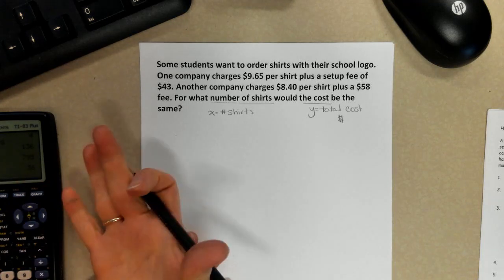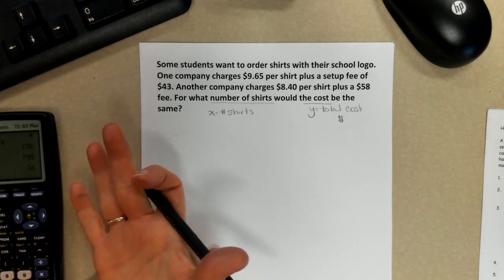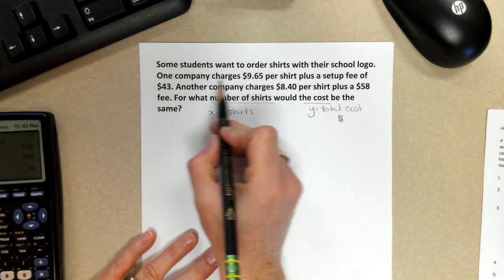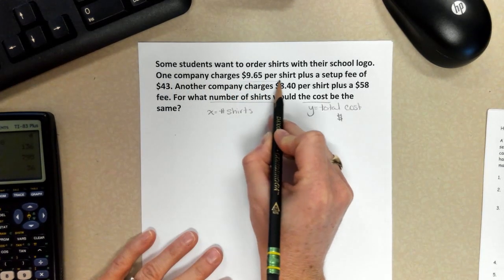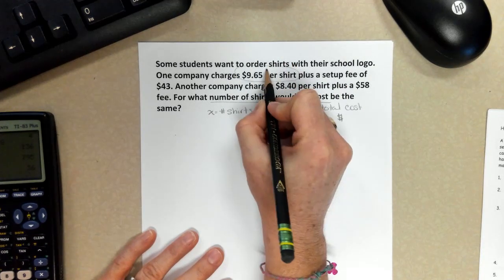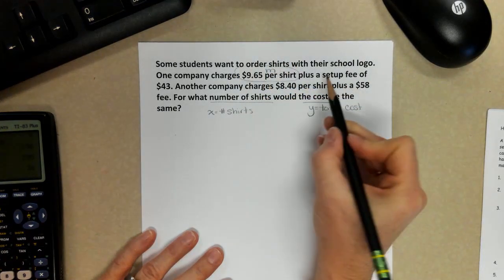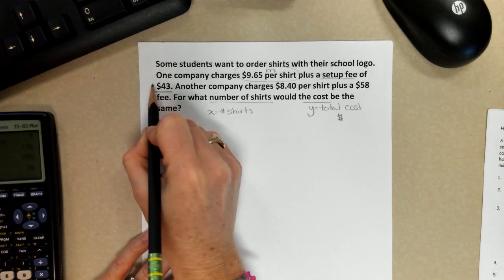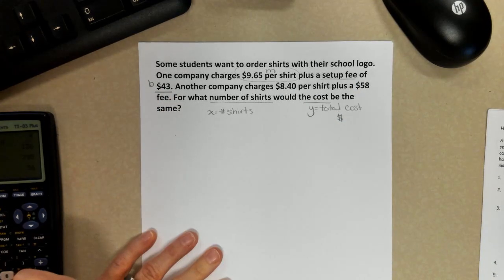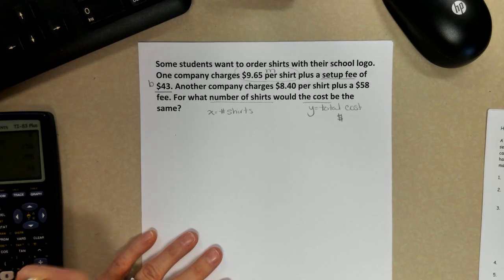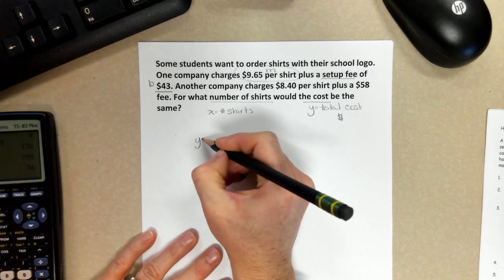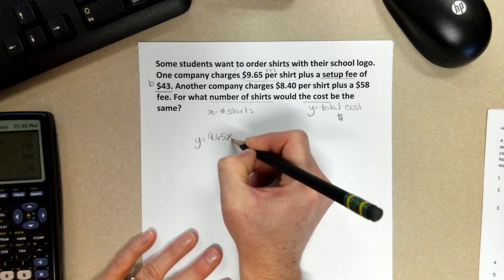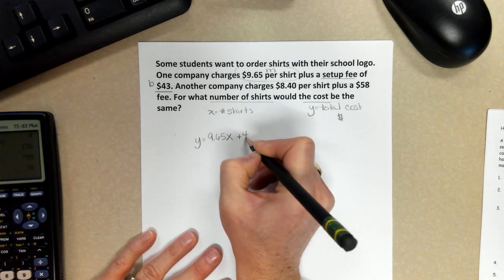Do we know a slope and a starting point? Yeah. One company charges $9.65 per shirt. That sounds a lot like a slope. And a setup fee. Well, that's how much we would start with. So $43. So one equation is going to be total cost equals $9.65 for every shirt plus 43.